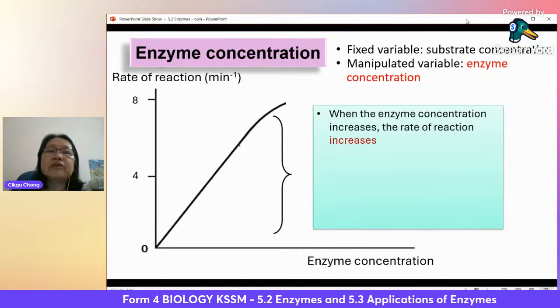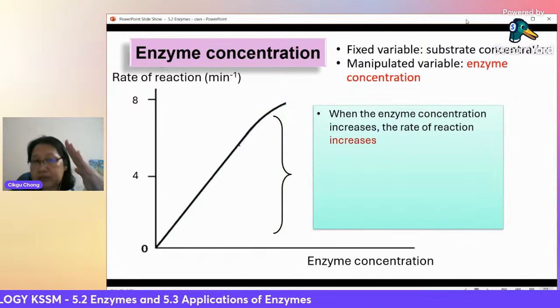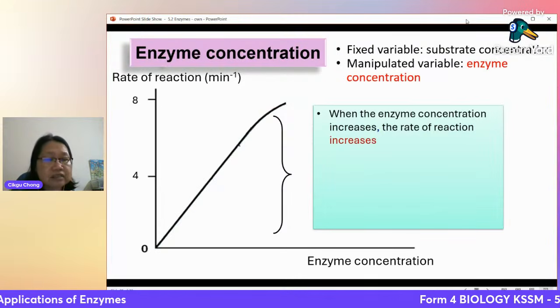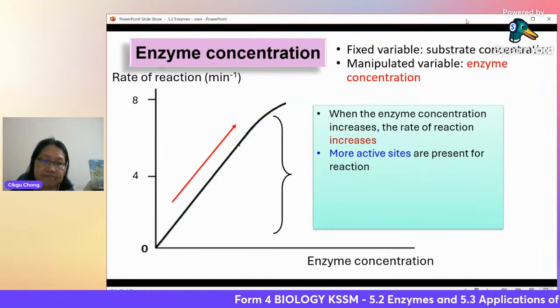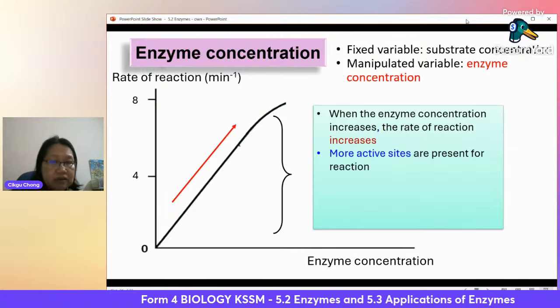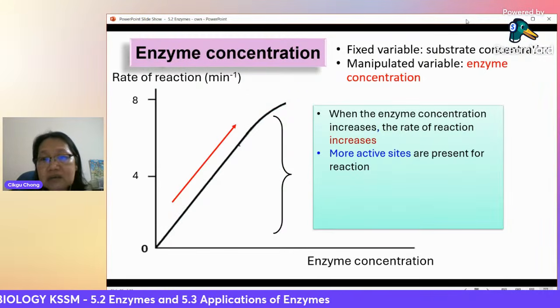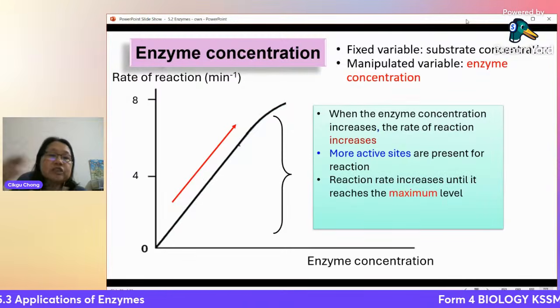So the reason now, in the beginning, you find you have the graph increasing. When the enzyme concentration increases, the rate of reaction also increases. You can see now. What is the reason? The reason is you got more active sites. You got more enzyme, which means more active sites can take part in the reaction. More active sites are present for reaction. Therefore, your reaction rate will increase.